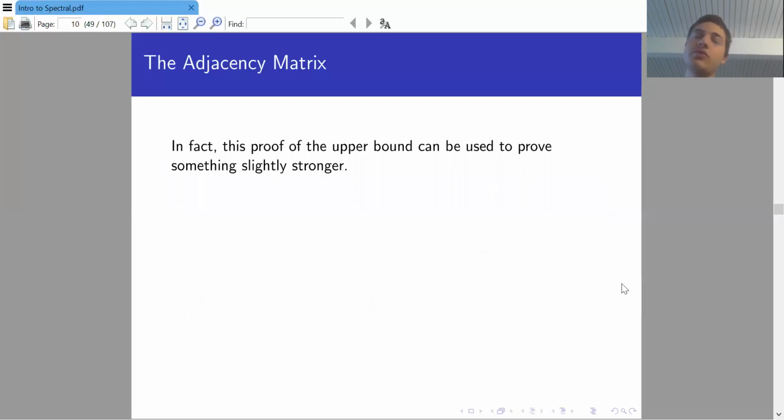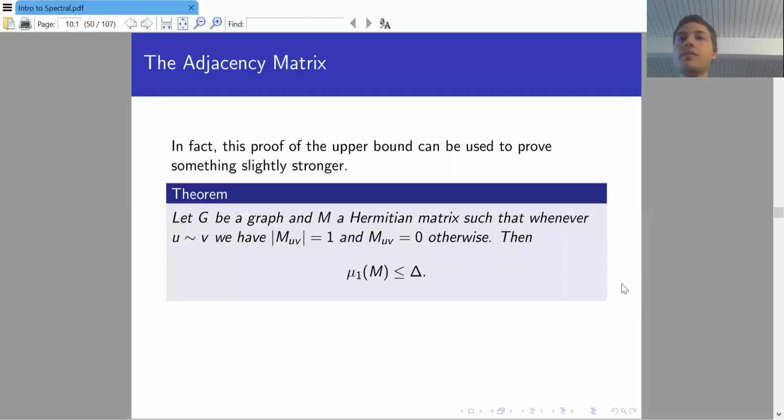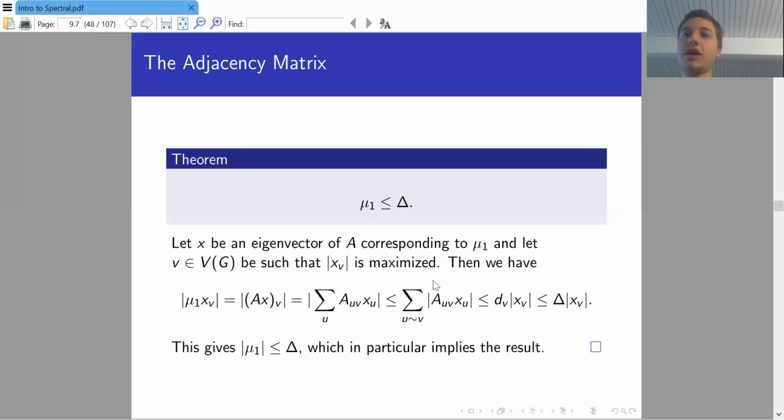And one can go through this proof of the upper bound and get a slightly stronger result, actually. Namely, if we take a graph G and M any Hermitian matrix, which in some sense represents the graph, in the sense that whenever we have two adjacent vertices, its uv entry may not be 1 but in absolute value it does equal 1, and every other entry equals 0, then I claim that the largest eigenvalue of M is at most the maximum degree. And I can go through that proof right now.